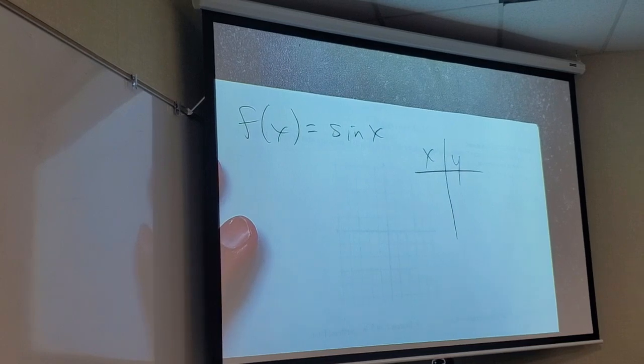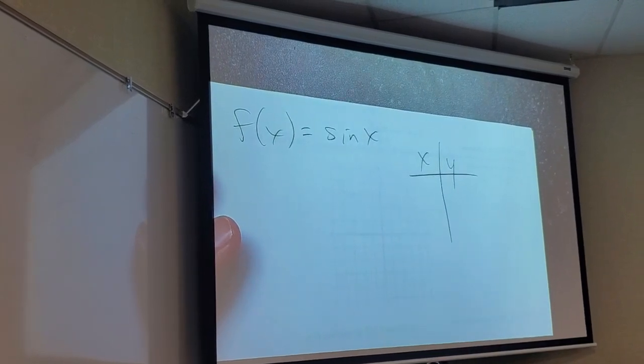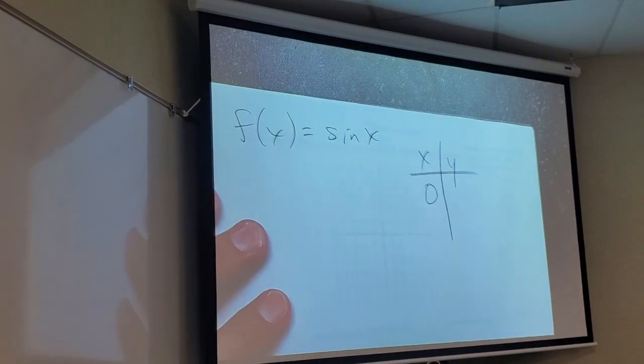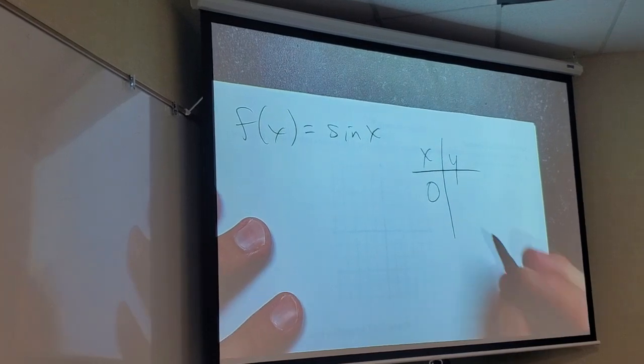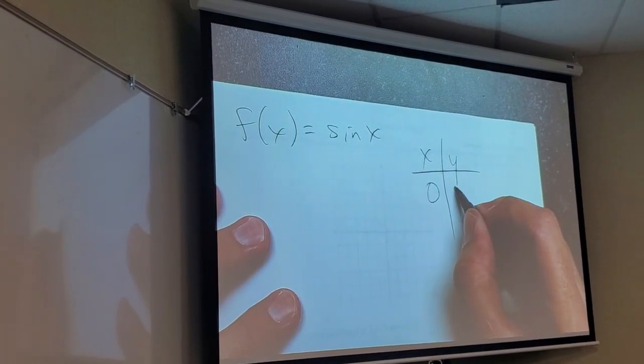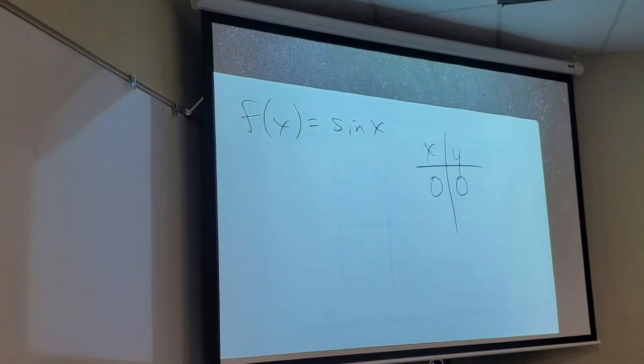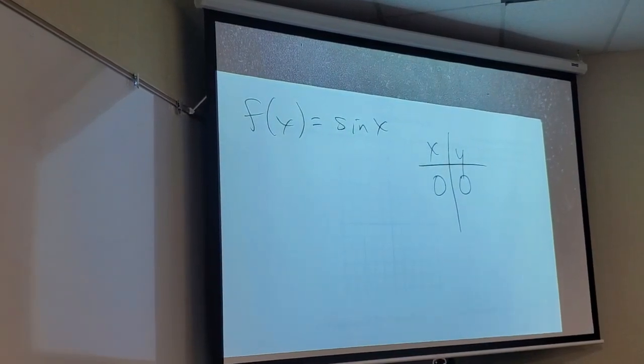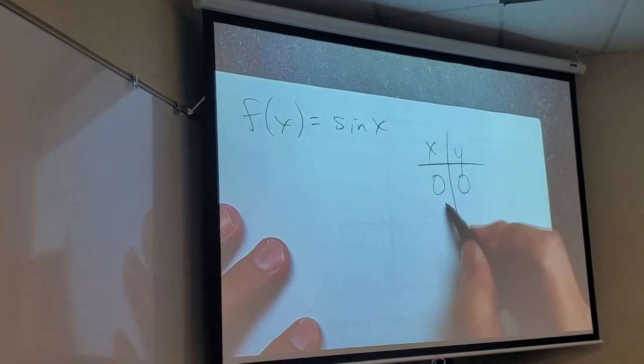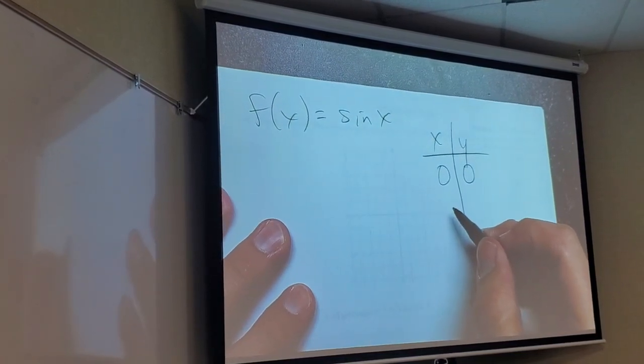So let's put some smart inputs in here, like 0, right? What's the sine of 0? Sine likes y. 0 is all x. Okay, I like it. Stick with radians, by the way.